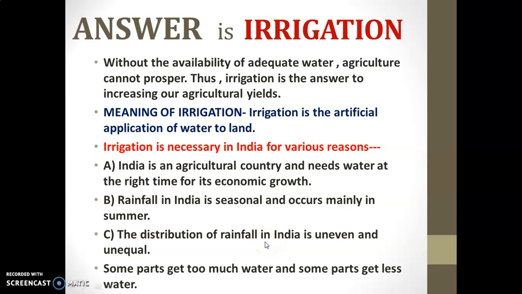So there is a great need to develop better means of irrigation. If we are not getting sufficient rainfall in some states, we can grow crops with the help of different means of irrigation. That's why irrigation is necessary in India.